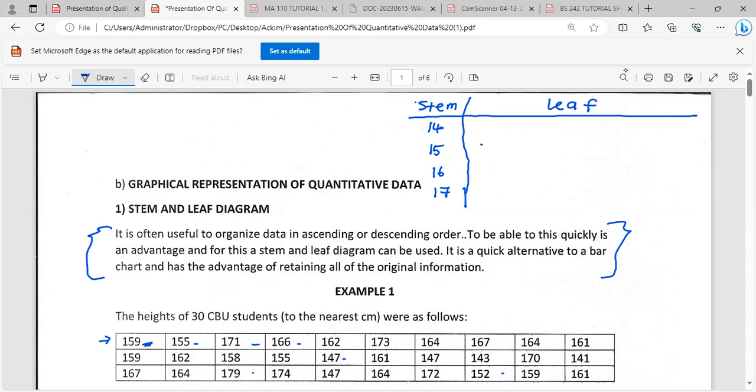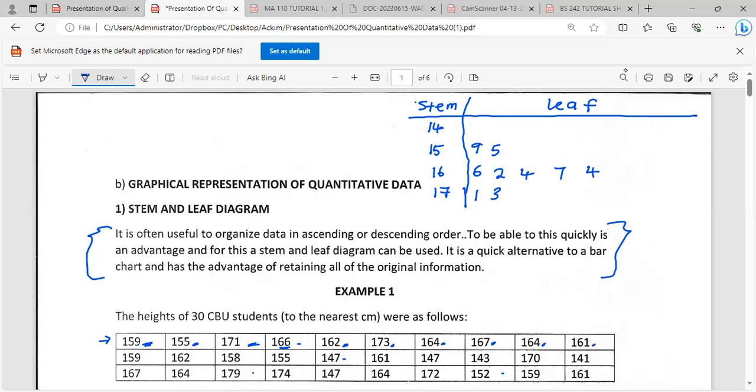We go to the next one, 155. So we'll write 5 under 15 because it's 150 something. Then we'll go to 171, so on 17 we'll put a 1. 166, so we are just getting the last digit. We'll put a 6 under 16 because we've already said 160 something. 162, we'll put a 2 under 16. Then we have 173, we put a 3 under 17. Then 164, we put a 4 under that. Then 167, we put a 7 there. Then 164, a 4 there. Then 161, a 1 there.